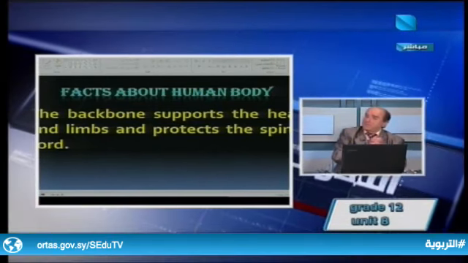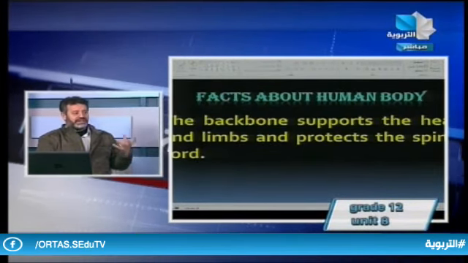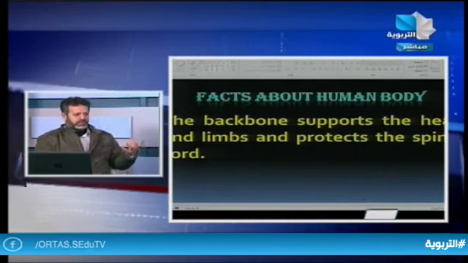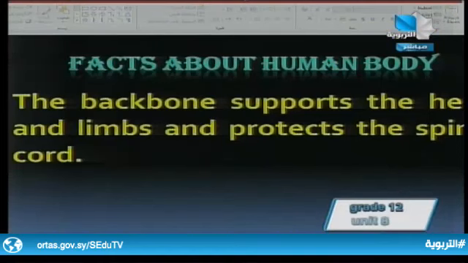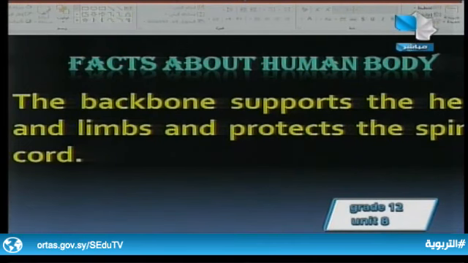Sure. The backbone is very important because it supports the head and the limbs. And the limbs, dear students, are the arms and the legs. We have two arms and we have two legs. These are called the limbs. So the human body has 4 limbs, 2 hands and 2 legs. And it also protects the spinal cord.